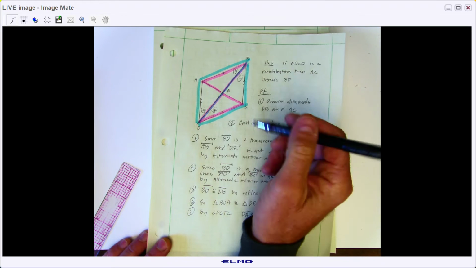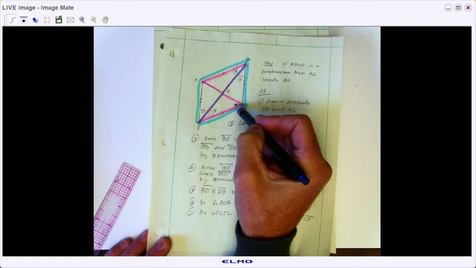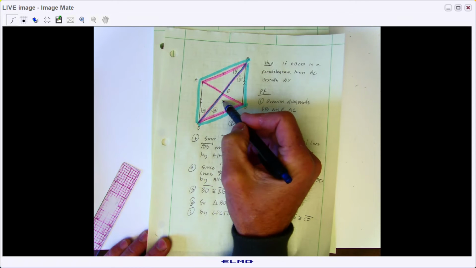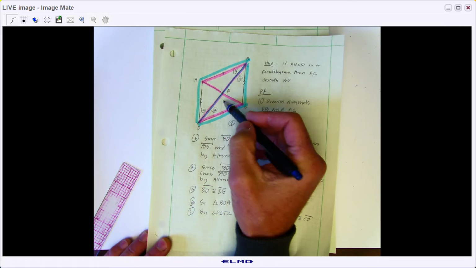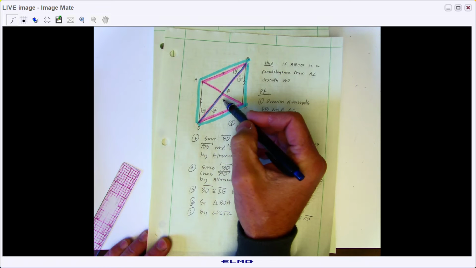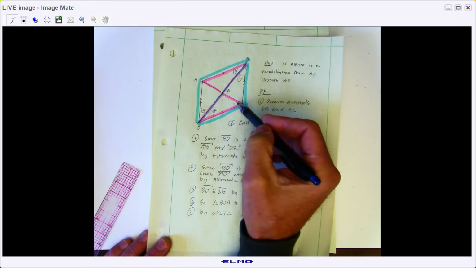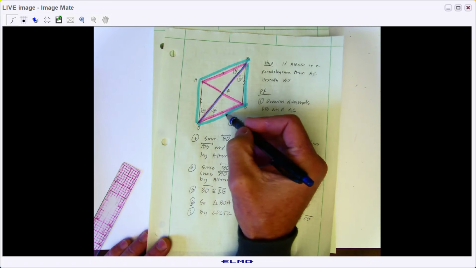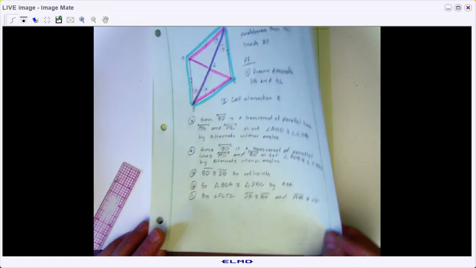Well, we could do this a couple different ways. We could either go after these two angles using alternate interior angles, or we could go after these two angles using what we would call vertical angles. If we go after these two angles, then our argument would be angle, angle, side. If we went after these two angles, then our argument would be angle, side, angle. Either one works. I'm going to go with the vertical angles.